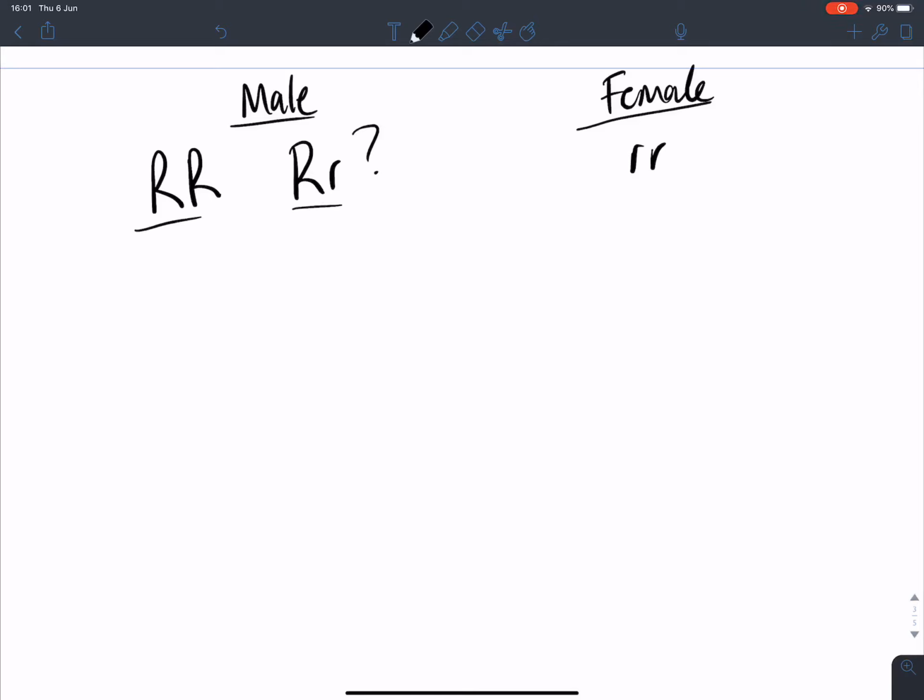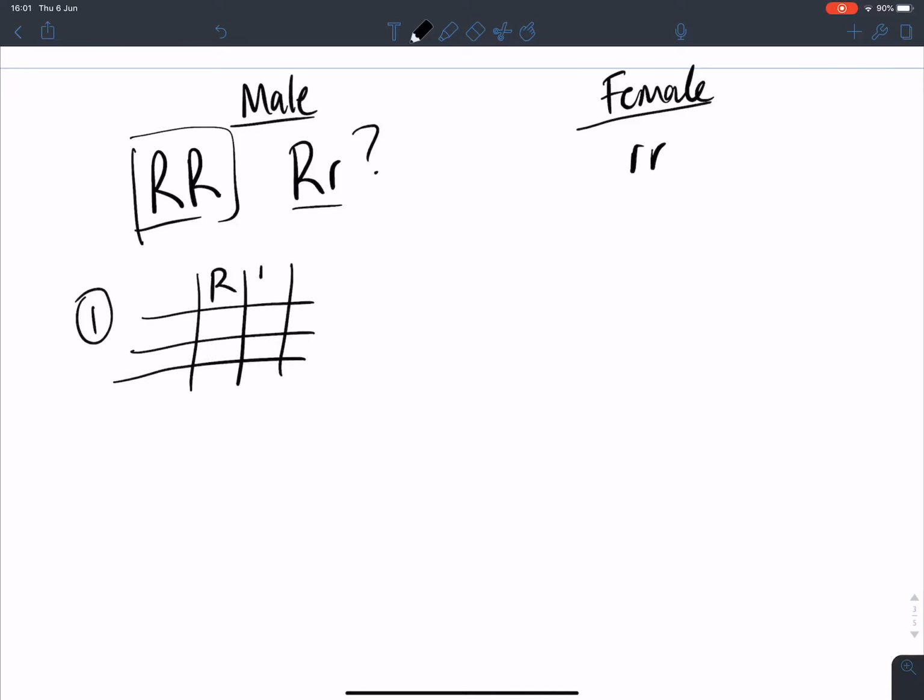So the first experiment we could do is we could, of course, breed them together and see what kind of children they will produce. So let's say that the male was big R, big R. If I was to breed them together, big R, little r, I can see that all of the children are going to be heterozygous, and therefore they're all going to be purple.